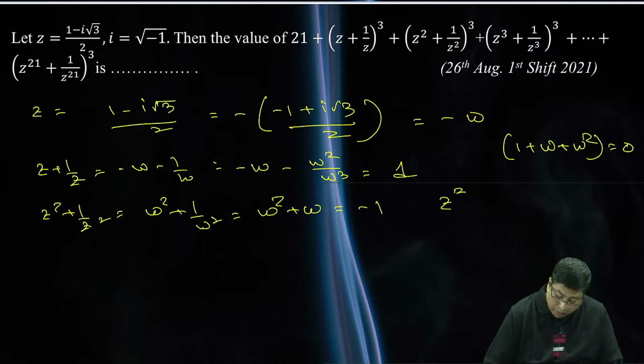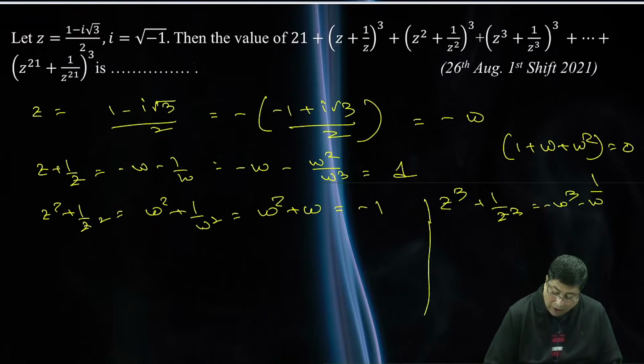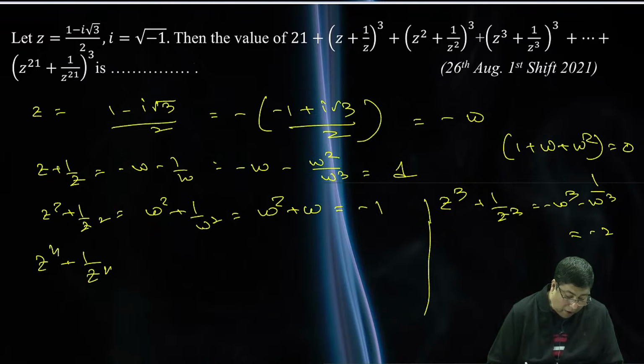z cube plus 1 by z cube equal to, what we are getting? Minus omega cube minus 1 by omega cube, that is coming minus 2. Now z to the power 4 plus 1 by z to the power 4, we are getting here omega to the power 4, that is omega, plus 1 by omega, that is coming minus 1.